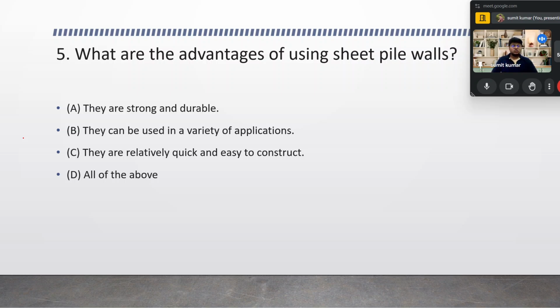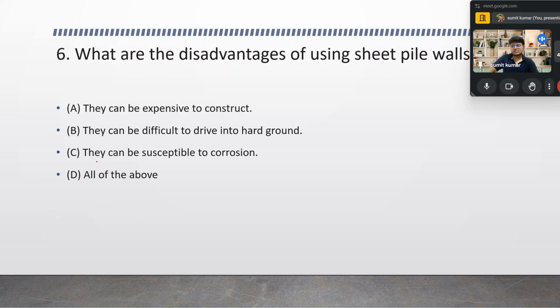Yeah, quick and easy to install is also great, but the expensive term is over there. Then we have a question over there, whether it is the correct answer or not. But as the option says over there, option D is the correct answer. Okay. So now, what are the disadvantages of using the seat pile walls?